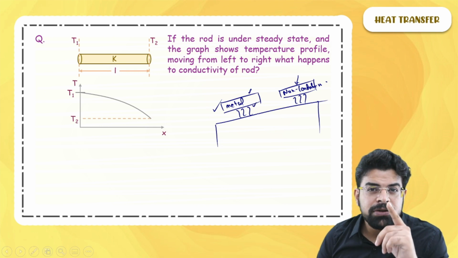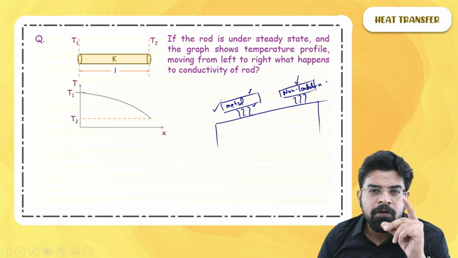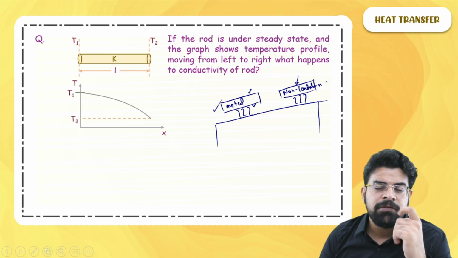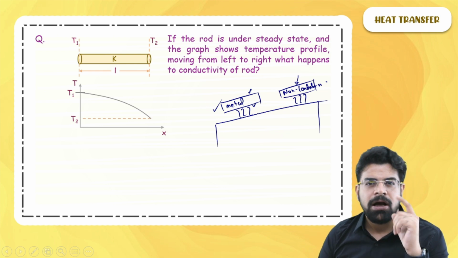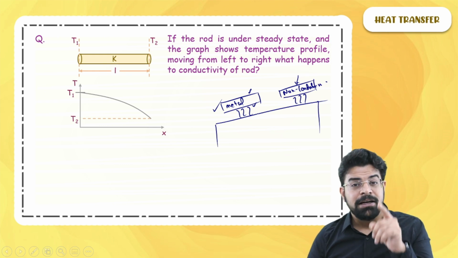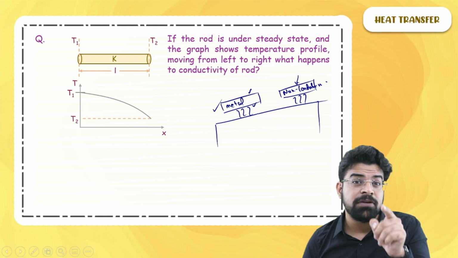So I ask you the question again. Across which type of material do you find more temperature difference? A good conductor or a bad conductor? Sir, across a bad conductor, the temperature difference is more. And across a good conductor, the temperature difference is less.